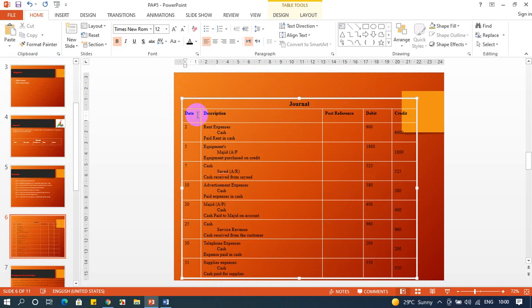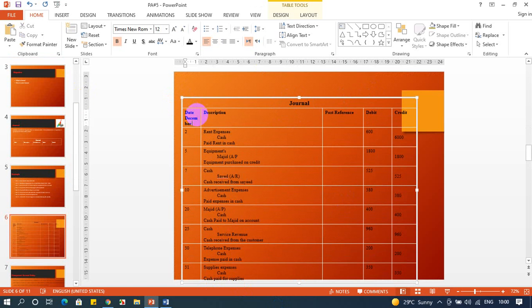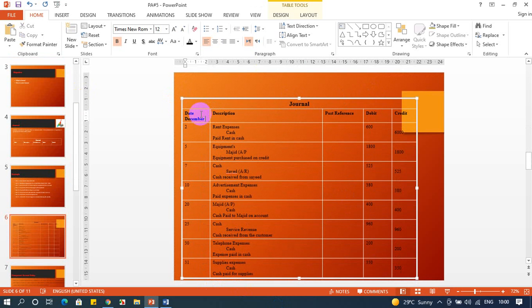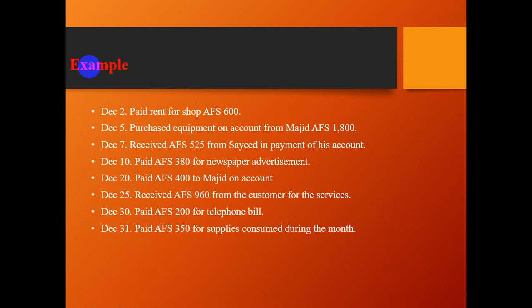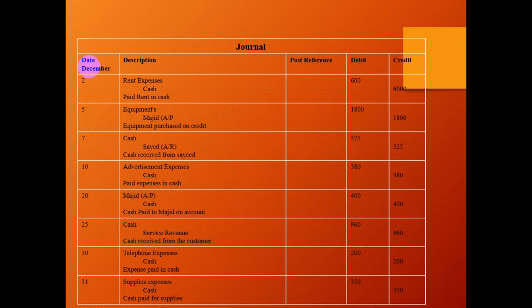So this is the month of December, and we are keeping the record in the month of December, day 2. We paid rent for the shop, so rent expenses to cash. We discussed what rent is. Rent is an expense. In the last chapter we discussed the classification of transactions, which category each belongs to.